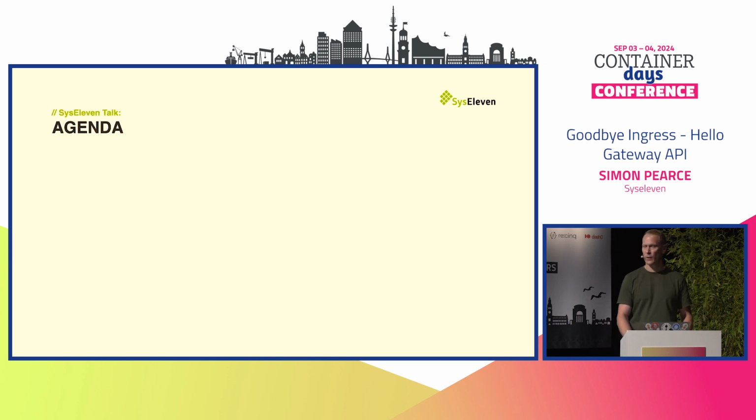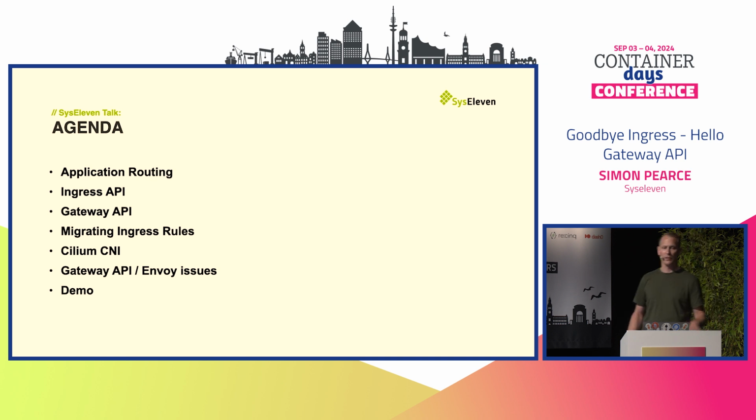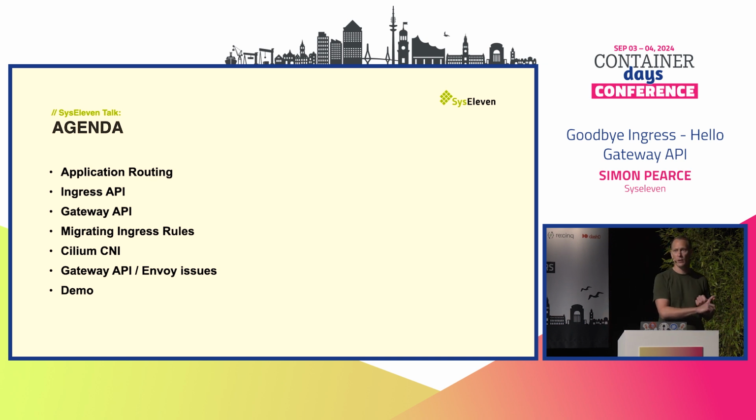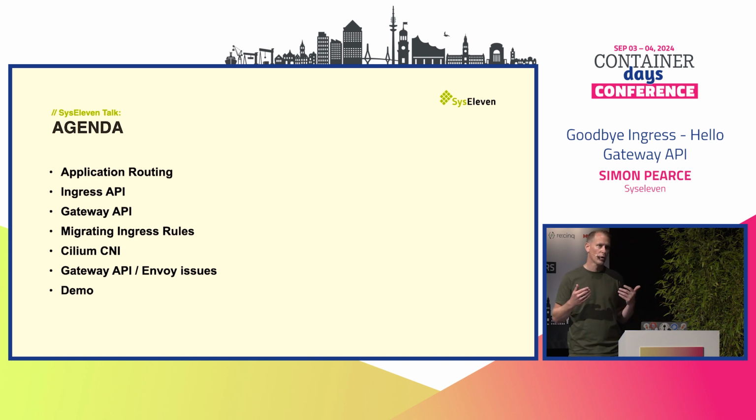Okay, so let's quickly go through the agenda. I would like to talk about application routing, the existing and stable Ingress API, of course, and the new rising star Gateway API, which this talk revolves around. Then a brief talk about migrating existing Ingress rules, which some of you might need, and the Cilium CNI, which I chose for this talk. As I said, this talk is, of course, biased, so I made certain selective choices. These, of course, can be changed.